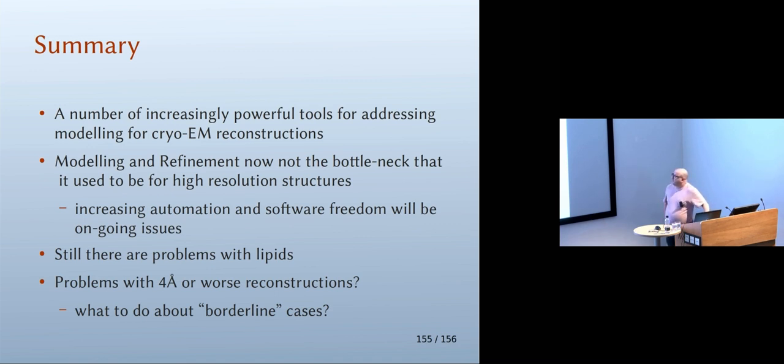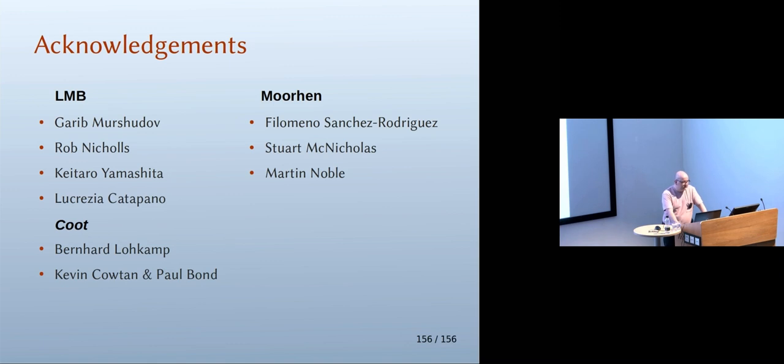What about problems with 4 angstrom? Don't know. What do we do about borderline cases? What do we do about cases where we want to encode our comprehension of molecular flexibility? How do we encode that or represent that in our results, in our models? That's still problems yet to be resolved.